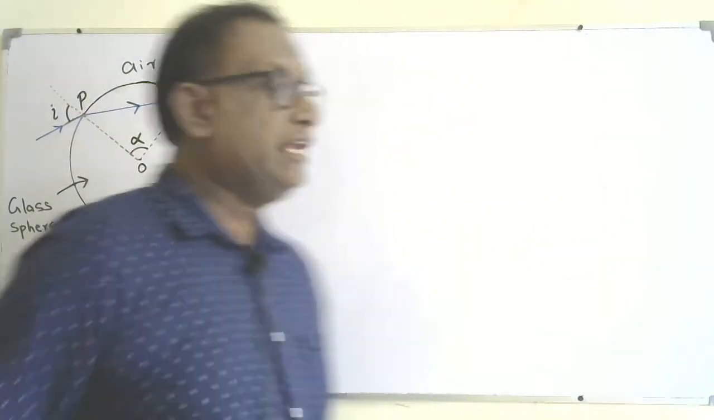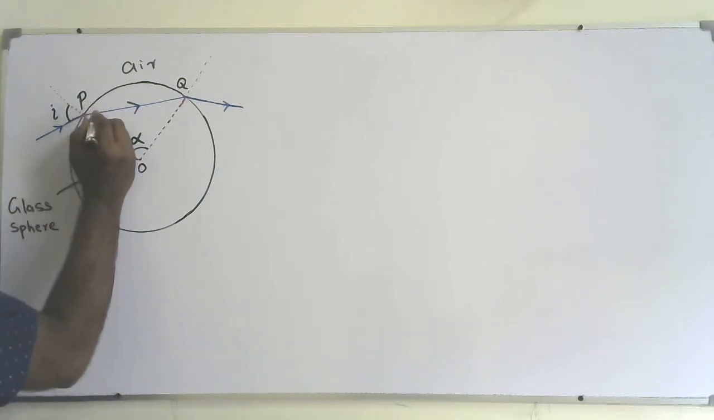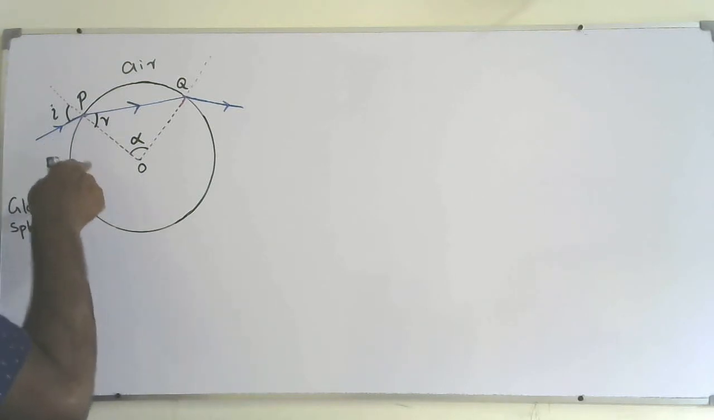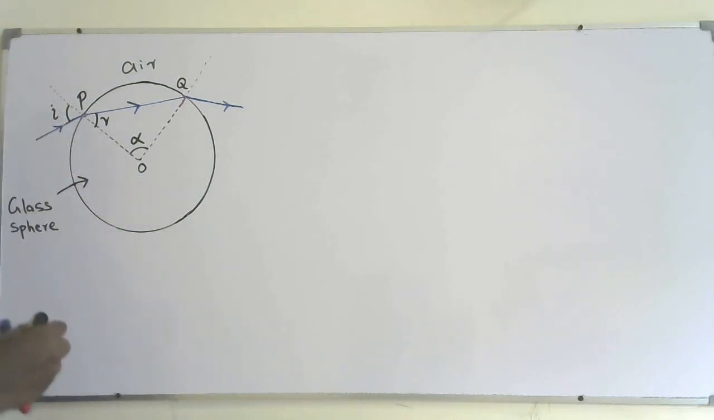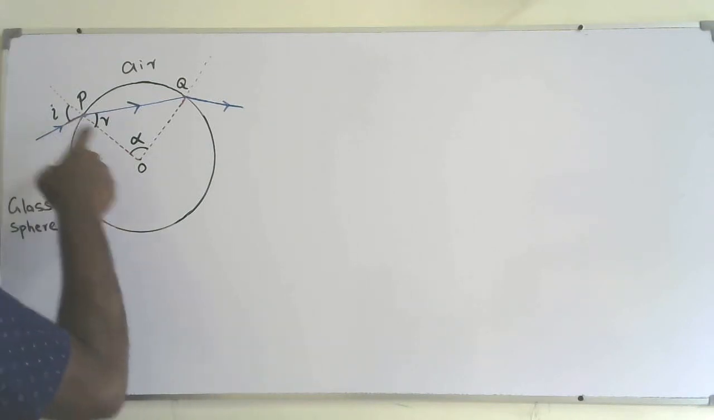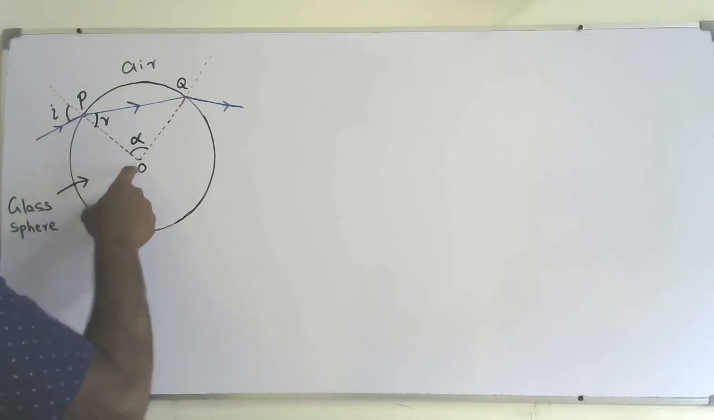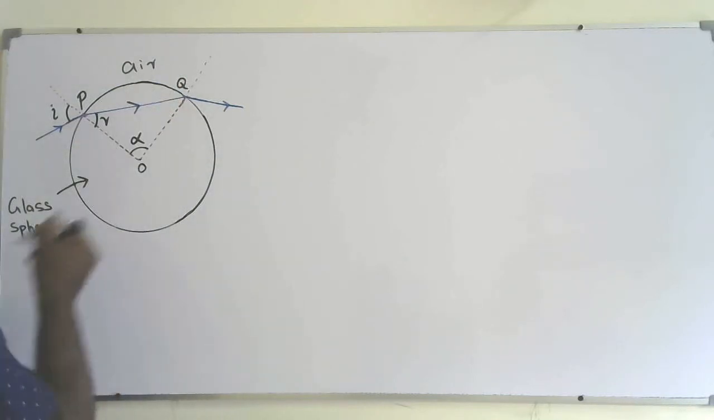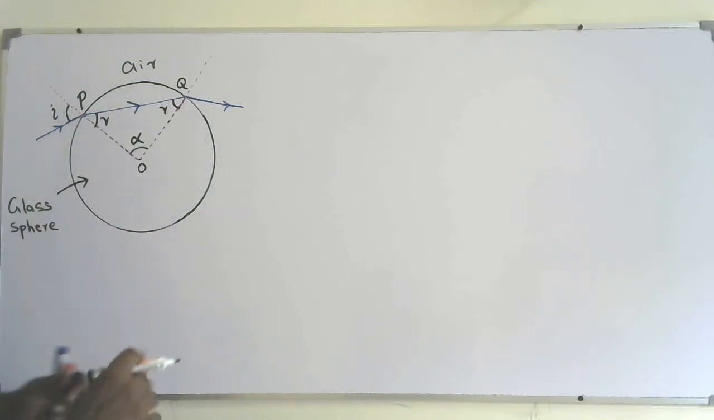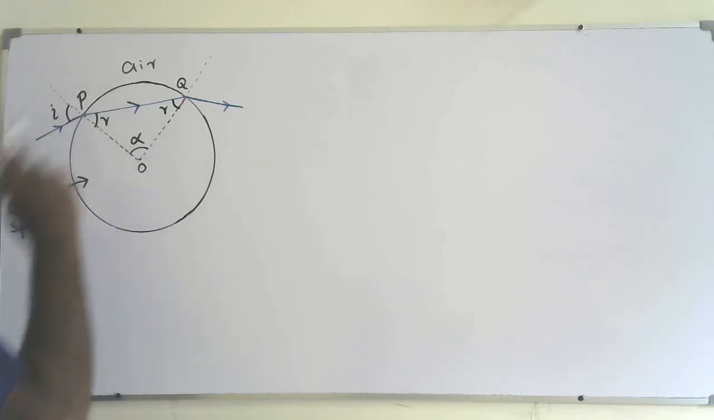So at point P, we know the angle of incidence is i. The angle of refraction, measured with the normal, will be r. The triangle OPQ is an isosceles triangle because the lengths OP and OQ are radii. So the length of OP is equal to the length of OQ. Therefore, this angle and this angle are equal to each other, so this is also r.